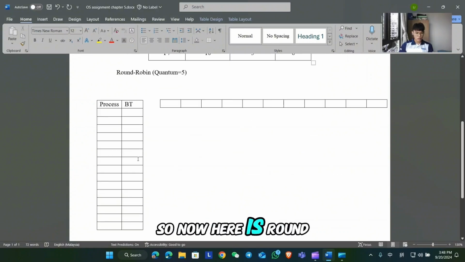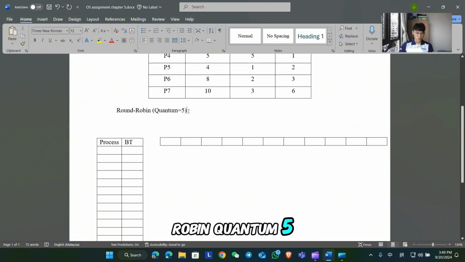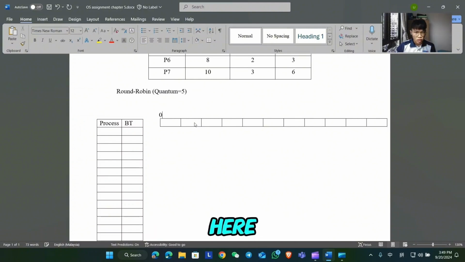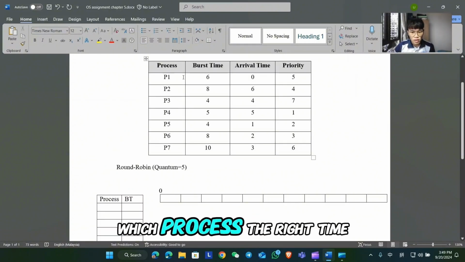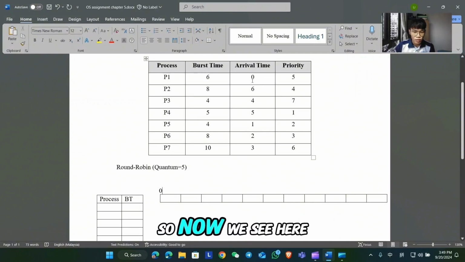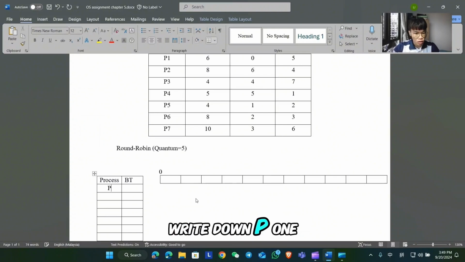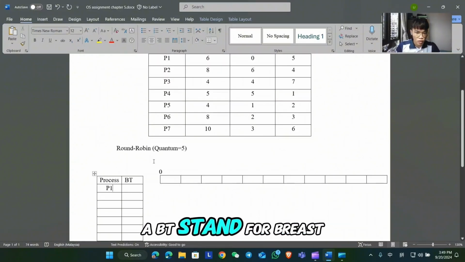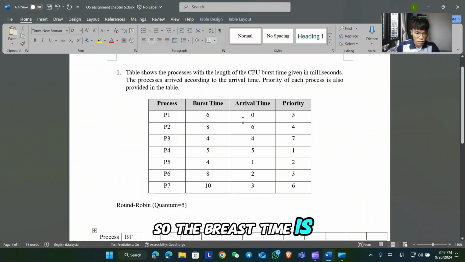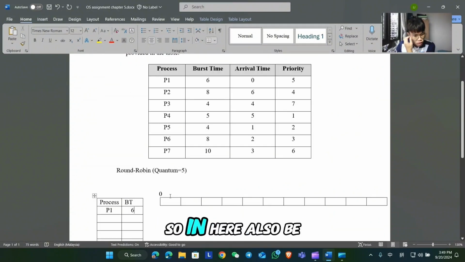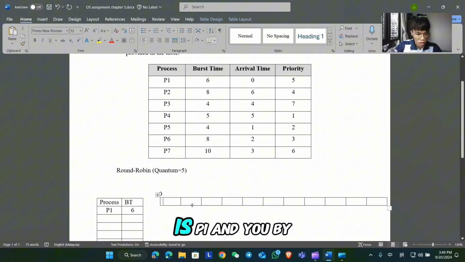So now here is round robin with quantum 5. First of all, we have to put 0 over here. We have to see which process has arrival time 0. Here we see P1, so we write down P1 and its burst time, BT stands for burst time. The burst time is 6, so we write down 6. Also P1 is executed by the CPU.